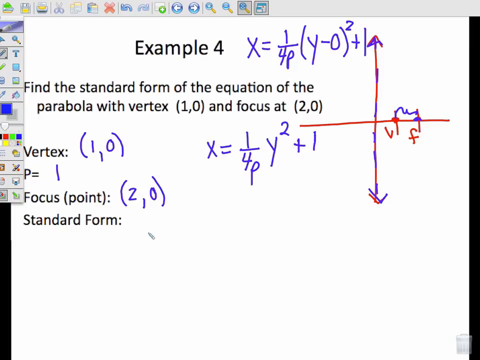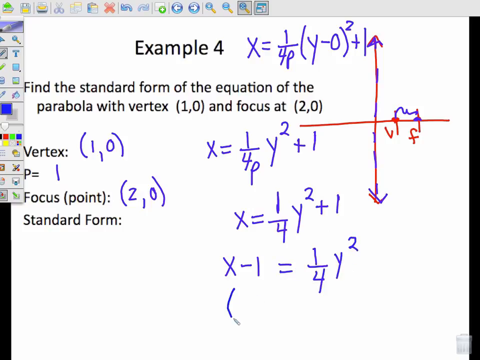And my standard form, let's go ahead and see how I would put this in standard form. I know p is 1, so it's x equals 1/4 times 1, so 1 over 4, y squared plus 1. What I need to do to get it to my standard form is solve for y squared. So it's x minus 1 equals 1/4 y squared. Multiply the other side by 4, it's 4 times x minus 1 equals y squared. And that is my standard form.